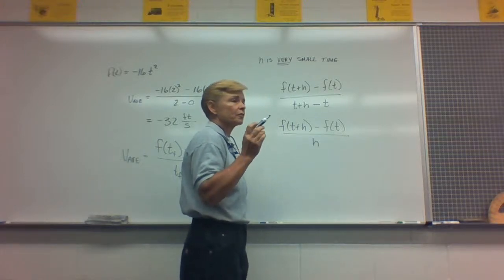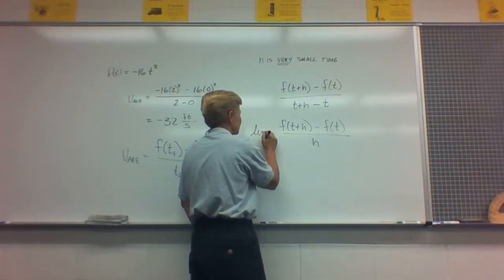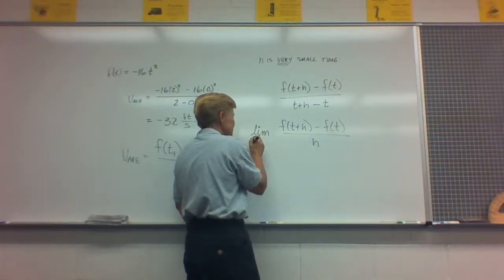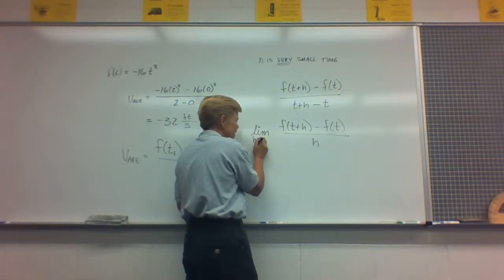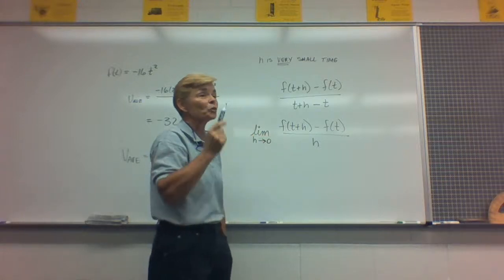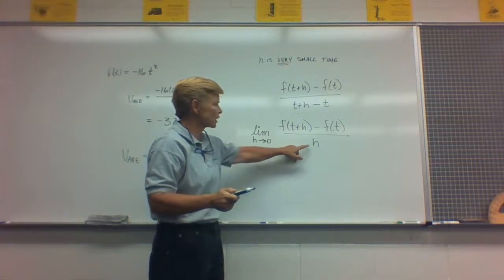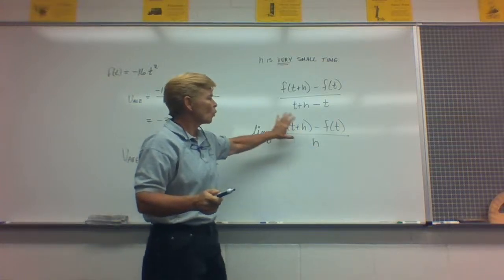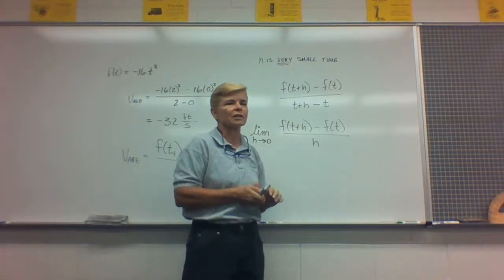This is the concept of limit. If we put the idea of a limit in front of this, the limit as h, that little bit of extra time past 2, goes to 0, but we don't let it arrive at 0. As we let it get closer and closer to 0, it gets us closer and closer to instantaneous speed.